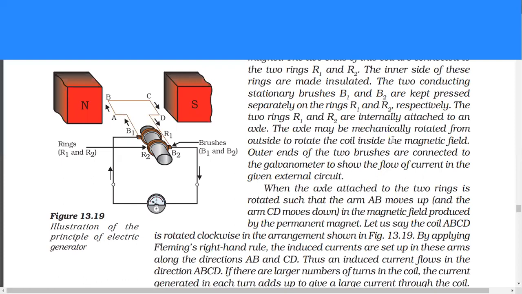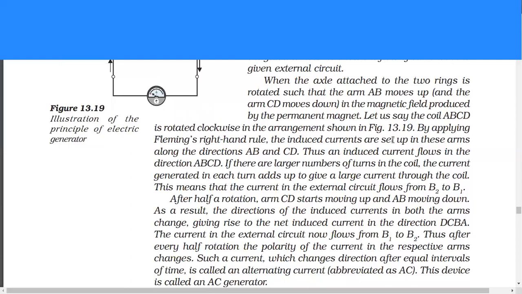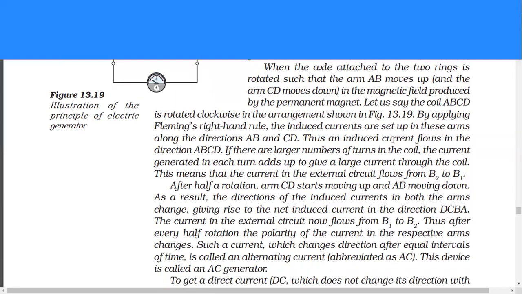Outer ends of the two brushes are connected to the galvanometer to show the flow of current in the given external circuit. When the axle attached to the two rings is rotated such that the arm AB moves up and the arm CD moves down in the magnetic field produced by the permanent magnet, let us say the coil ABCD is rotated clockwise in the arrangement shown in figure 13.19. So by applying Fleming's right-hand rule, the induced currents are set up in these arms along the directions AB and CD. Thus, an induced current flows in the direction ABCD.